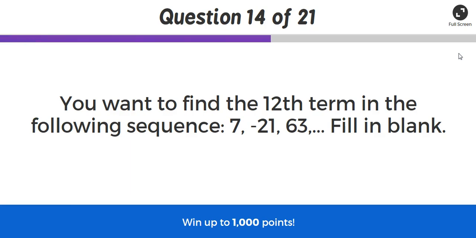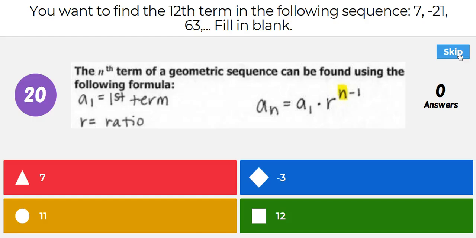So again, we're trying to find that 12th term. What do we put in for n? Well, we want to find the 12th term. We want to find A12. So we're going to put 12 in for n.